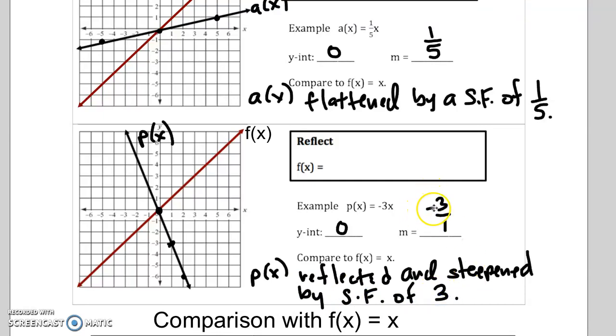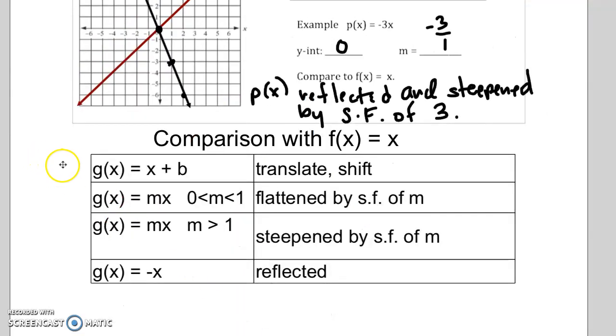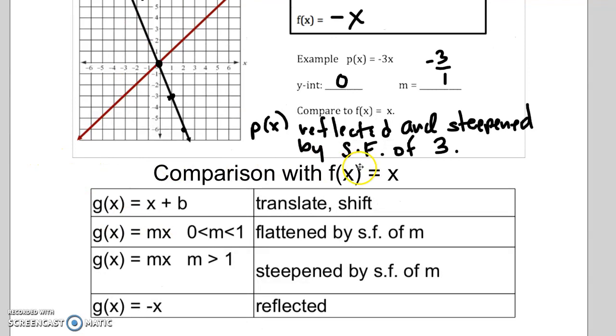Now again, this negative is the reasoning as to why it reflected. So for all reflected graphs, the parent function just becomes a negative slope, so negative x. And now we know if we were to compare any linear function to our parent function f of x equals x, we know exactly what those graphs are going to do if we know what they look like.